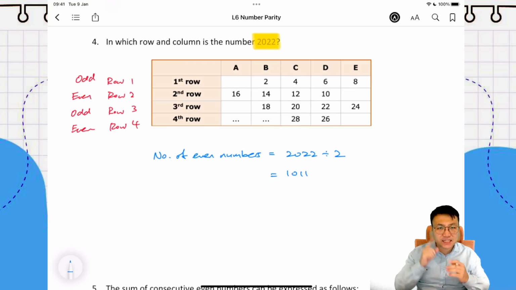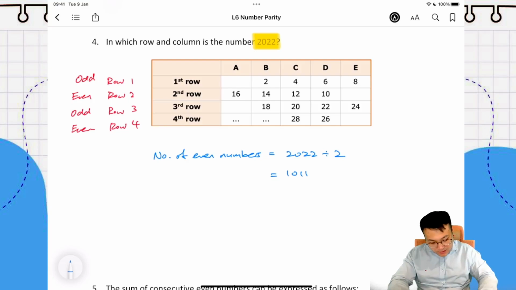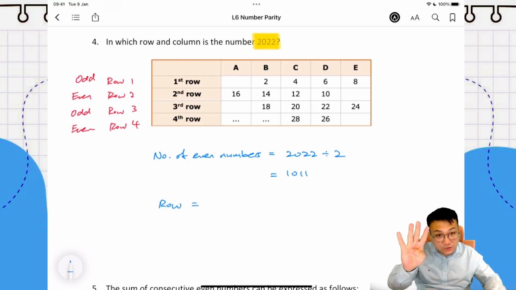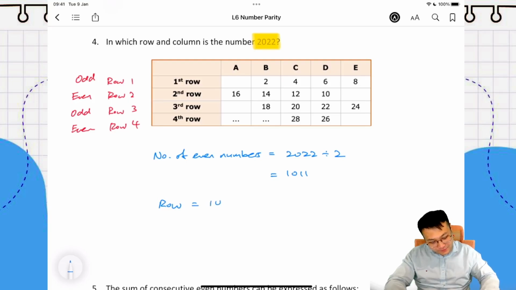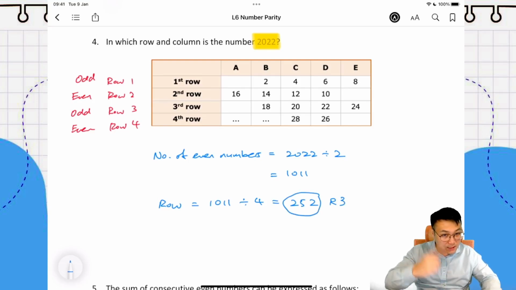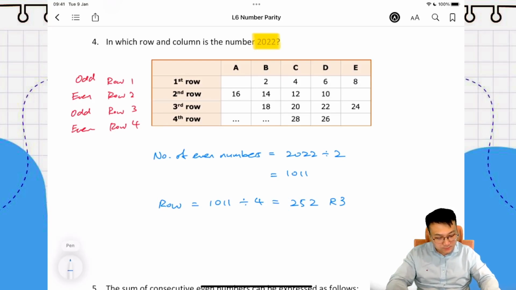How many numbers are there in each row? 4. Very good. So let's find the row number. Because there are 4 numbers in each row, let's try to find which row the number 2022 will appear in. So 1011 divided by 4. Do you think the number 2022 is in row 252 or is it in row 253? 253. Why? Because there's a remainder.